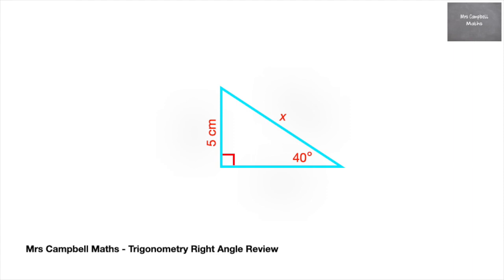So we have an angle there. The angle is 40 degrees. So if we mark the side opposite that angle as opposite, so that's the side that is 5 centimetres in length, we will mark that with opposite. The side we are trying to find is opposite the right angle. That's the hypotenuse, the longest side. So we are working with the opposite and the hypotenuse.